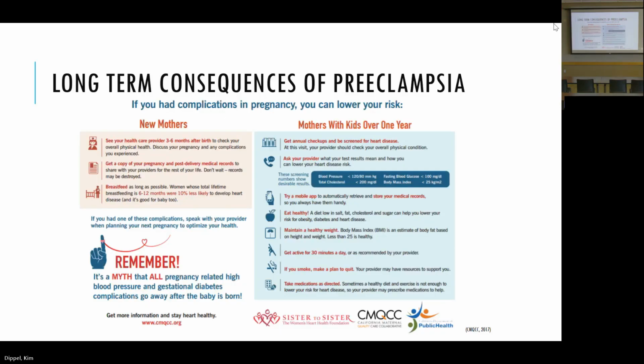And mothers with kids over a year also. It's a myth that all pregnancy-related high blood pressure and gestational diabetes complications go away after the baby is born. So we need to educate.